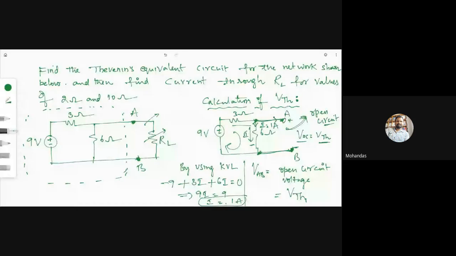1 ampere current is flowing, so what is the voltage across the 6 ohm resistor? R into I. Now, what is the R value? 6.